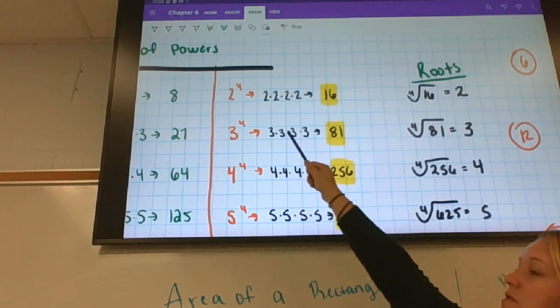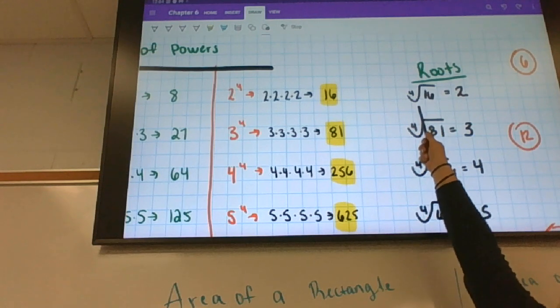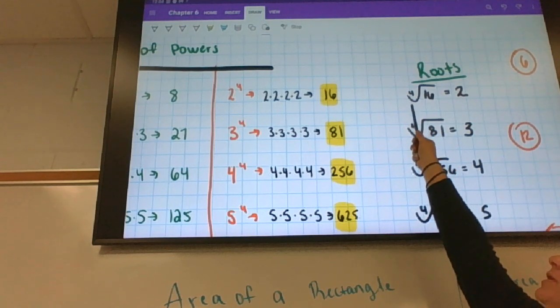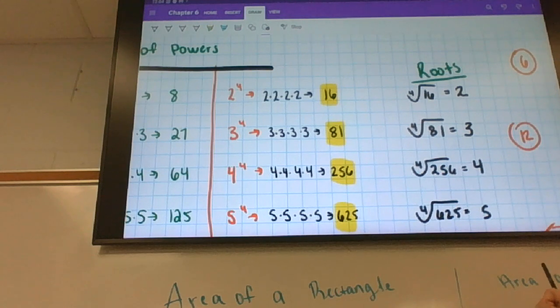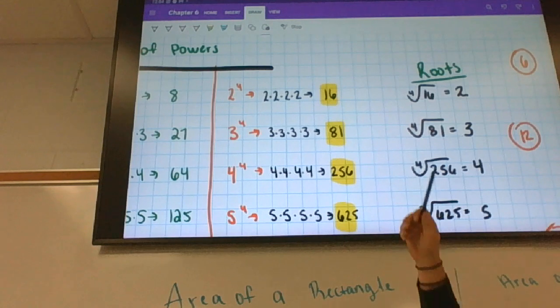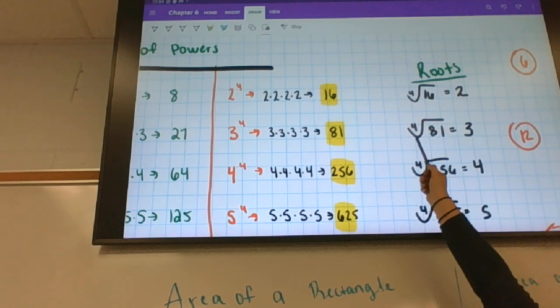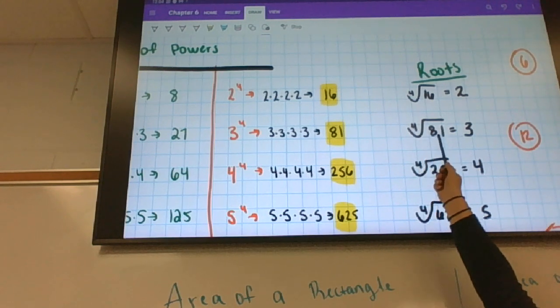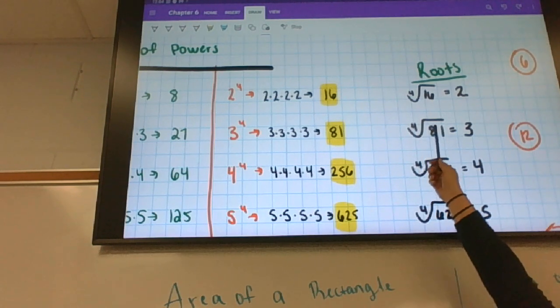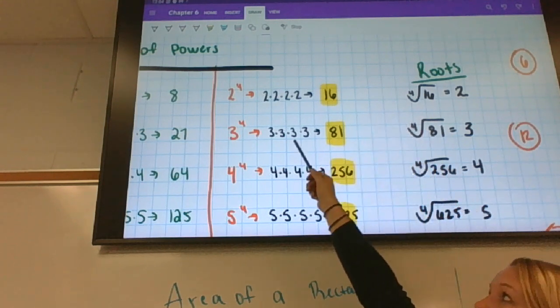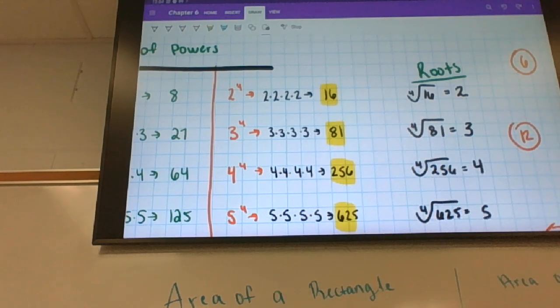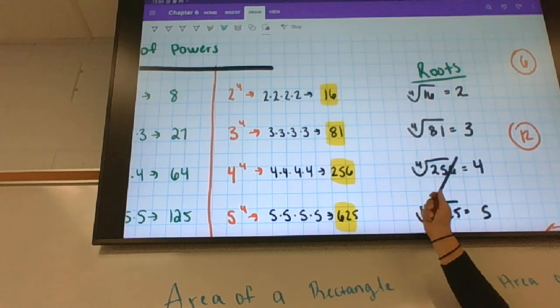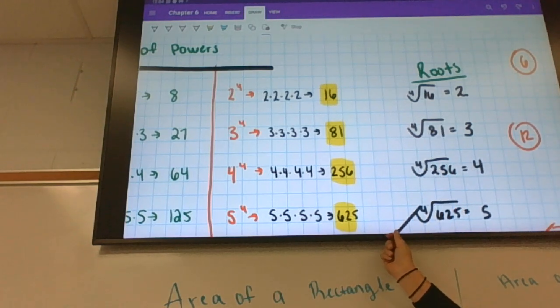Because 2 to the 4th is 16, if I use a square root bar, but I put a little baby 4 inside of it, that means I want to do the opposite of a power of 4. It's called a fourth root. Notice this is a square root bar. It's really called a radical bar. If you put a little baby 4 in it, you're taking a fourth root, not a square root. So the fourth root of 81 is 3, because 3 times 3 times 3 times 3 is 81. The fourth root of 256 is 4, and the fourth root of 625 is 5.